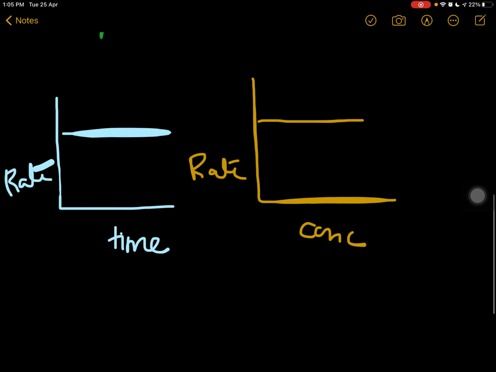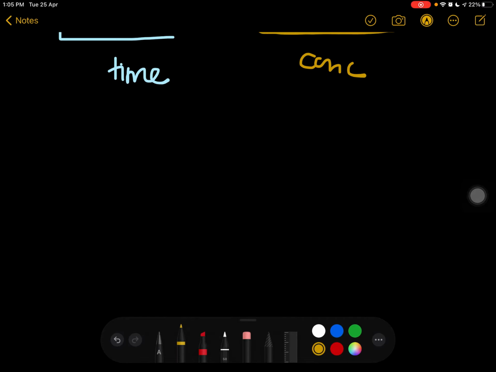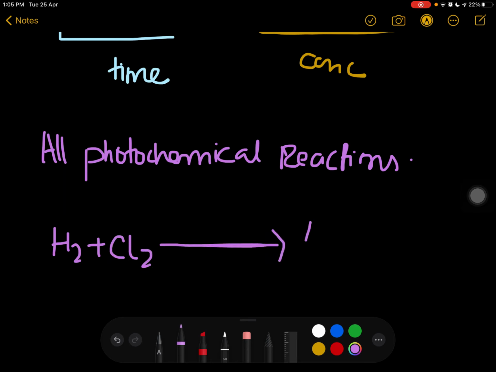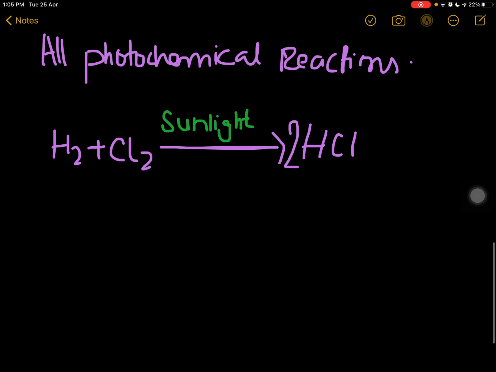Now let's talk about examples of zero order reactions. All photochemical reactions are basically zero order reactions. For example, if we add hydrogen plus chlorine, HCl will be formed. Here sunlight is used, so this is basically a photochemical reaction. It is a zero order reaction.